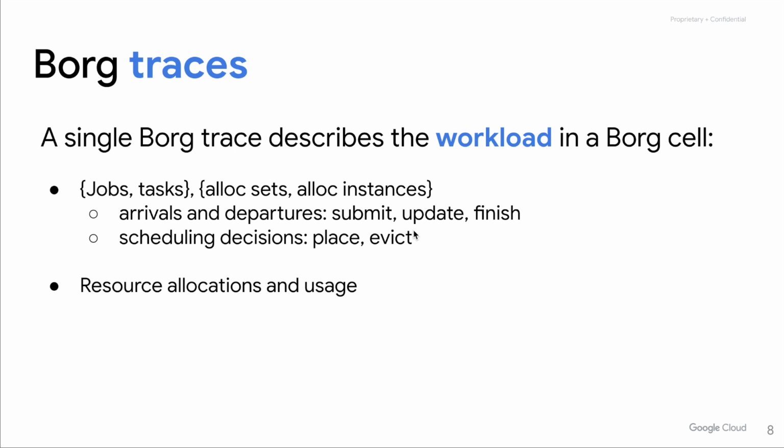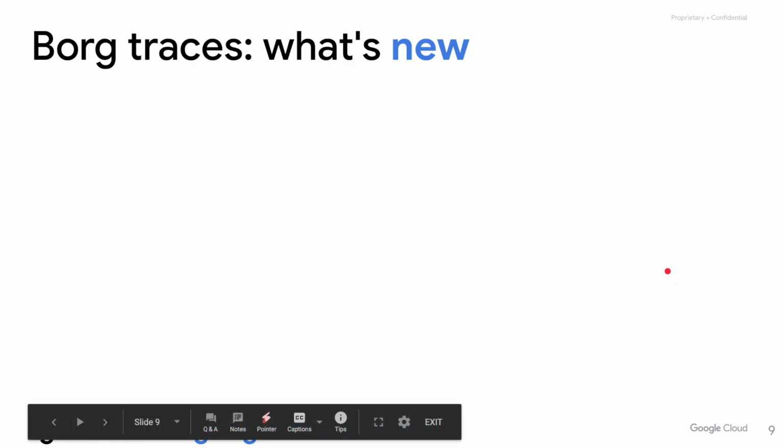Similarly, it also includes a measure of how much resources Borg allocates to each task and how much of those resources the task uses. This is not the first time Google has released Borg traces. There was an earlier version in 2011 which described the workload of one cell. So what's new about this updated set of Borg traces we've released?